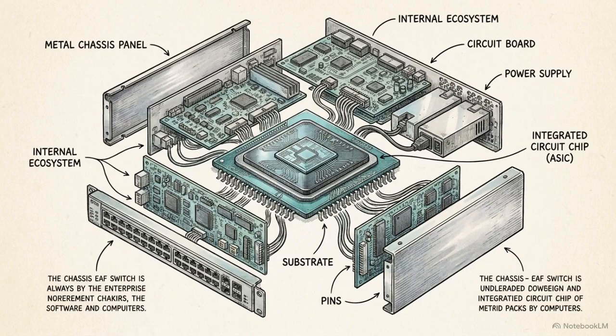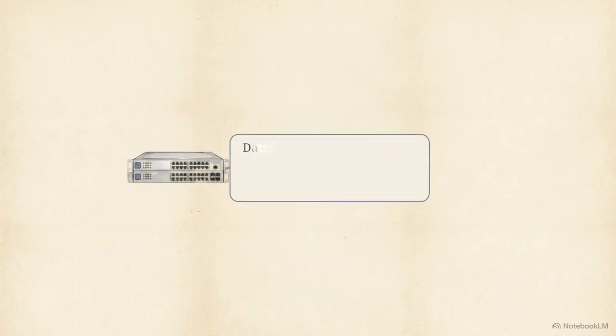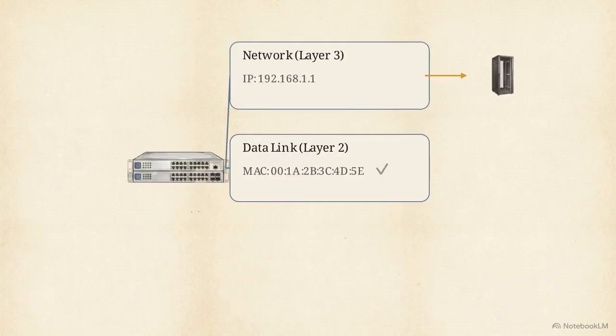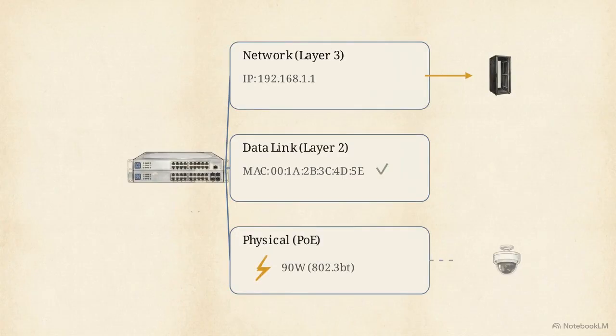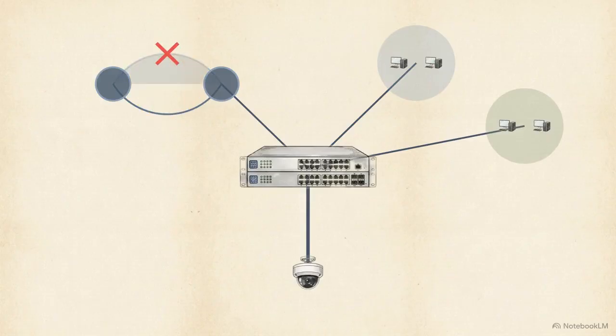Underneath the metal chassis sits a complex array of application-specific silicon, designed to process multiple layers of the network stack concurrently, at wire speed. Every millisecond, these devices navigate the data link layer using MAC addresses, route at the network layer using IP addresses, and negotiate high-wattage electrical delivery at the physical layer. To truly understand enterprise architecture, we have to deconstruct how a single appliance manages isolated collisions, mathematically resolves logical routing loops, bridges subnets, and delivers physical power.